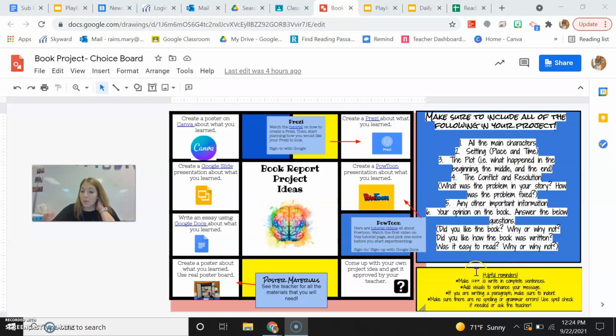And then at the very bottom, I put just a few helpful reminders because I know what the rubric looks like and I'm about to go over the rubric with you guys too. But helpful reminders, make sure to write in complete sentences. Add visuals to enhance your message. So for everyone except for the actual essay, it would be a really good idea to put visuals in there that would help us understand what your book was about. If you were writing a paragraph, so if you're writing the essay, make sure to indent and make sure to write that in paragraph format. And then the last one is make sure to have no spelling or grammar errors. Use spell check if needed or ask the teacher.